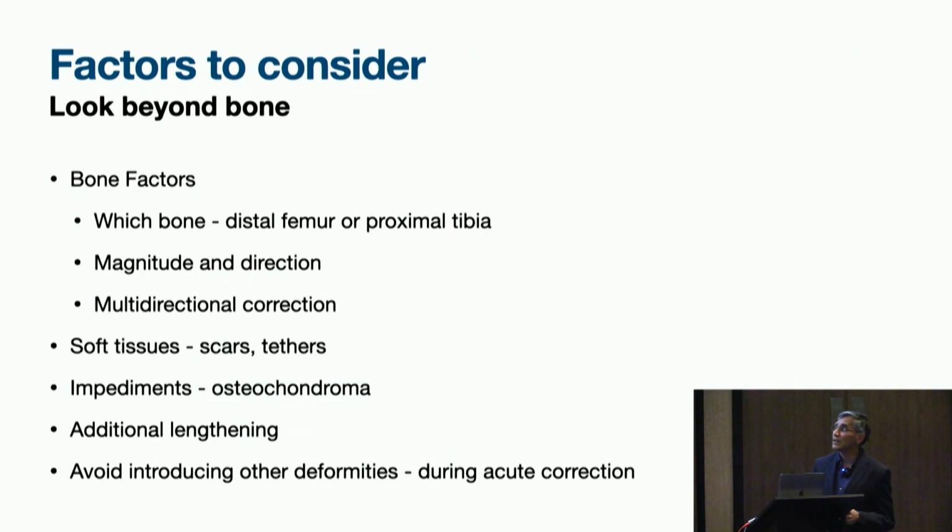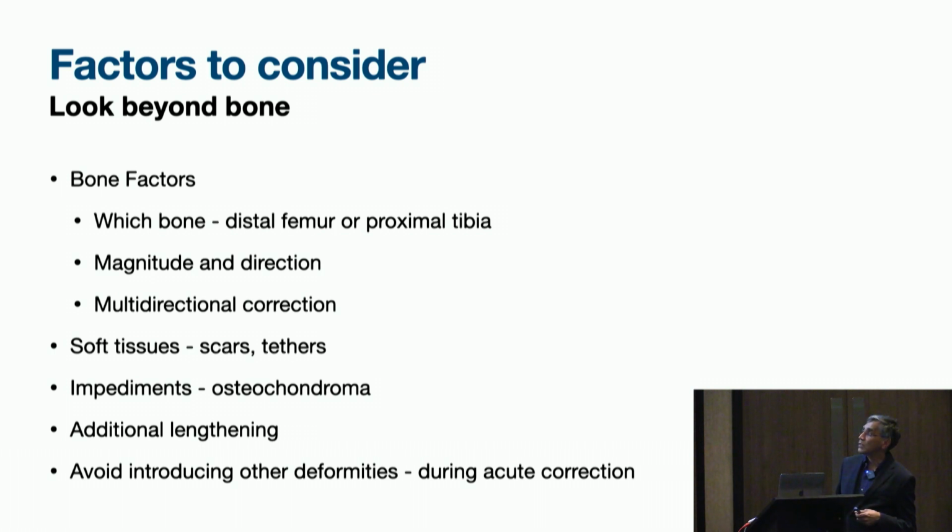So what are the factors one should consider? Bone factors. Which bone are we correcting? As I said, distal femur is much easier to do. It tolerates quite a lot of variation, whereas tibia doesn't. And magnitude and direction. Of course, we talked about valgus to varus. And of course, soft tissue constraints and impediments, particularly like osteochondroma or a malunited fibular neck fracture, all those can cause trouble and will restrict your correction.